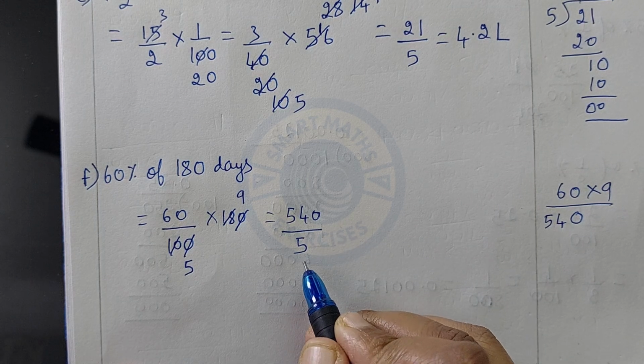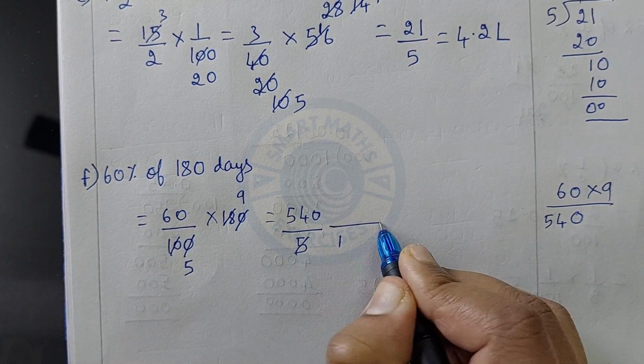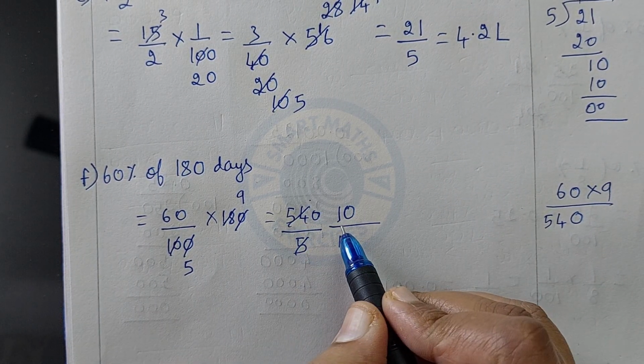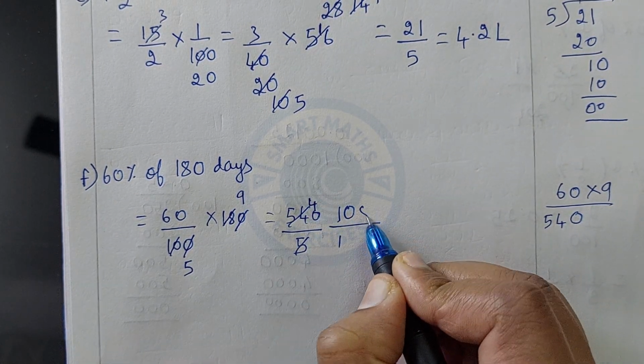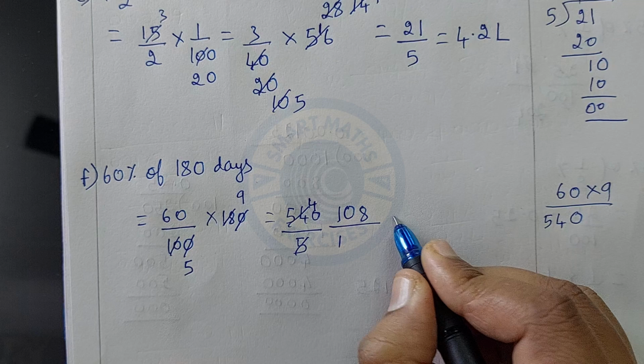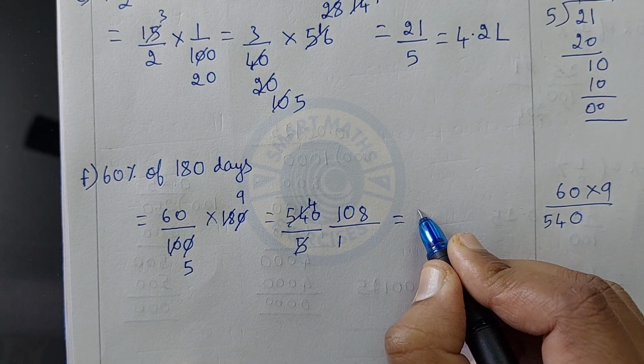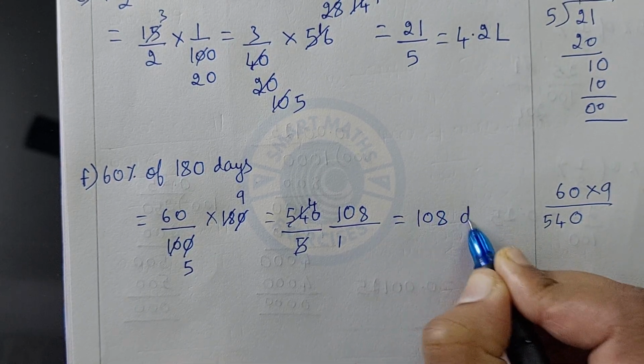540 and 5 go in 5 table. 5 1s are 5. 5 10s are 50. 5 is 4. 5 8s are 40. Anything divided by 1 is the number itself. So it is 108 days.